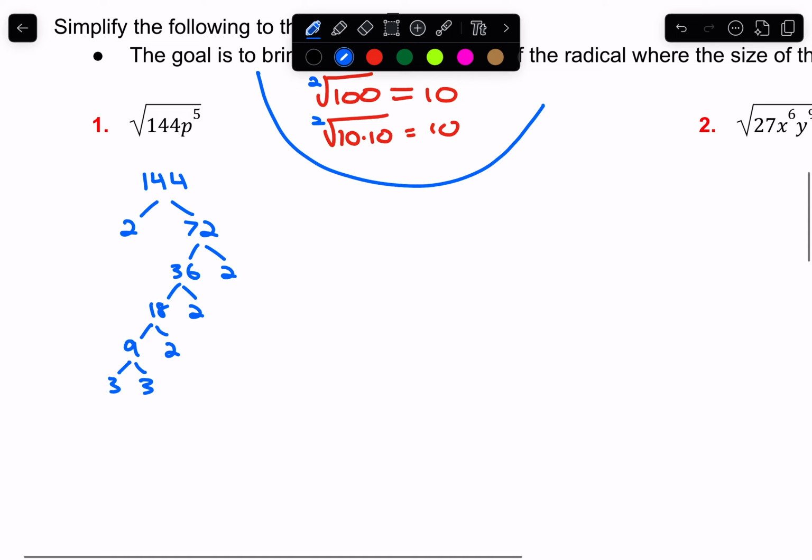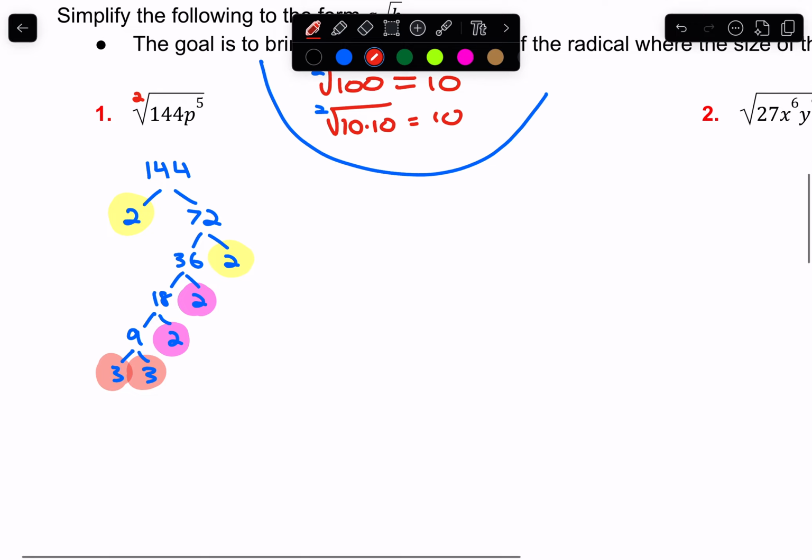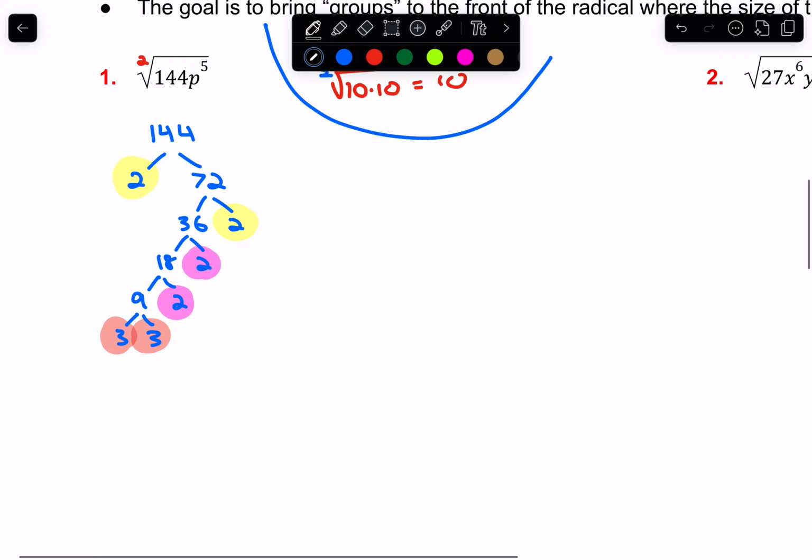Now, why did I do all that? Well, I'm looking for groups of 2, since the index on my radical was a 2. So I'm going to highlight things in pairs. I have a 2 here and a 2 here, that's one group. A 2 here and a 2 here, that's another group. And a 3 here and a 3 here, that's a third group. So I have three different groups of numbers that I can pull out to the front of this radical.